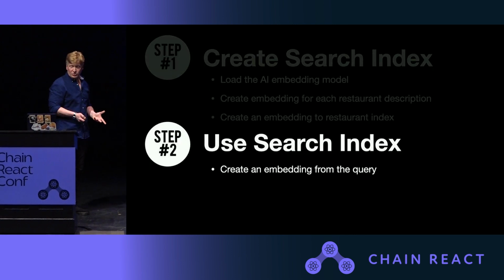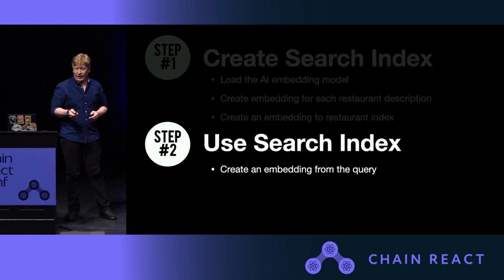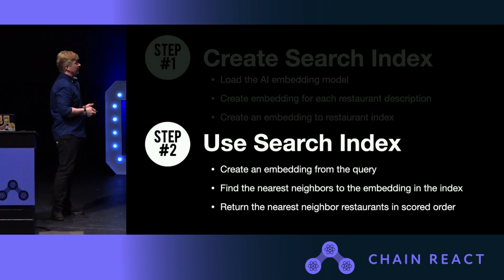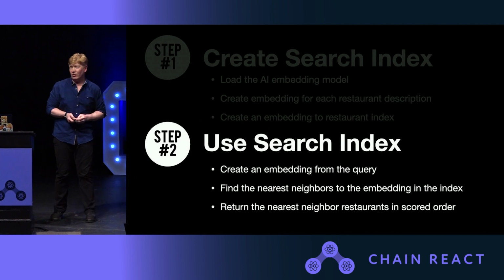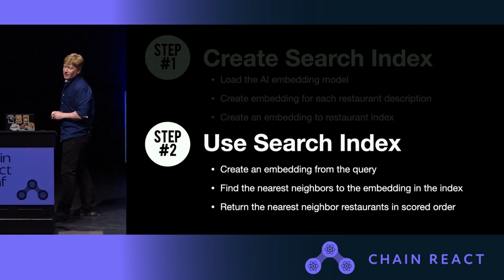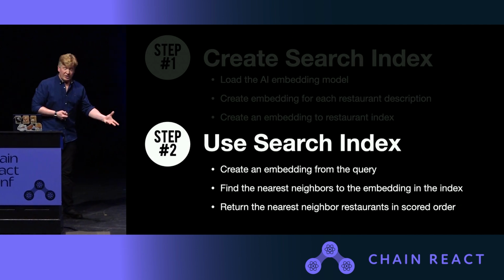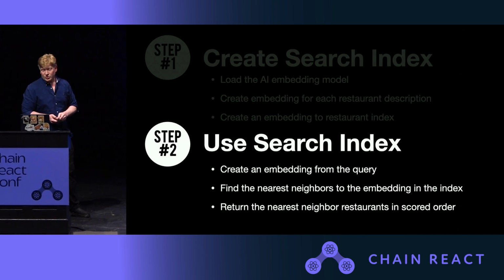Now we actually get to use it. So how do we use it? Well, we create an embedding from that query. We then find the nearest neighbors using our HNSW hierarchical navigable small worlds index. And then we return the nearest neighbors as the restaurants that we got back from that, in scored order.